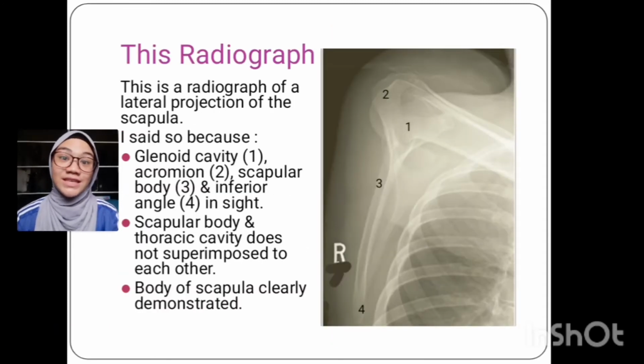So let's check on this radiograph. This is the radiograph of the lateral projection of the scapula. I say so because the glenoid cavity, acromion, scapular body and the inferior angle are in sight. The scapular body and thoracic cavity do not superimpose with each other, and the body of the scapula is clearly demonstrated.